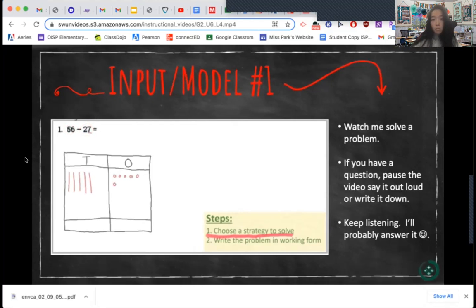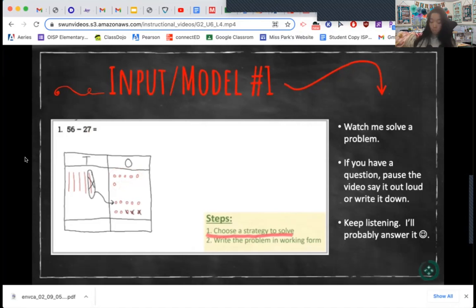We start with the ones place. I see that the ones place has 7 ones. Here we only have 6 ones, so we cannot subtract 7 ones from 6 ones. That lets me know we will need to unbundle one of our tens. So here I will take this 10 and I will unbundle it into 10 ones. Great. Now I can subtract 7 ones.